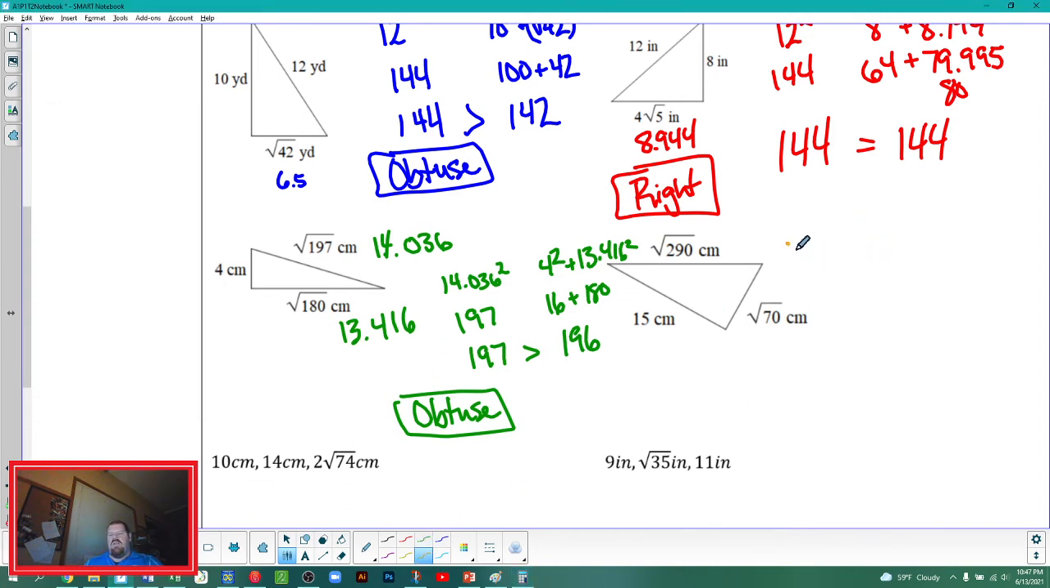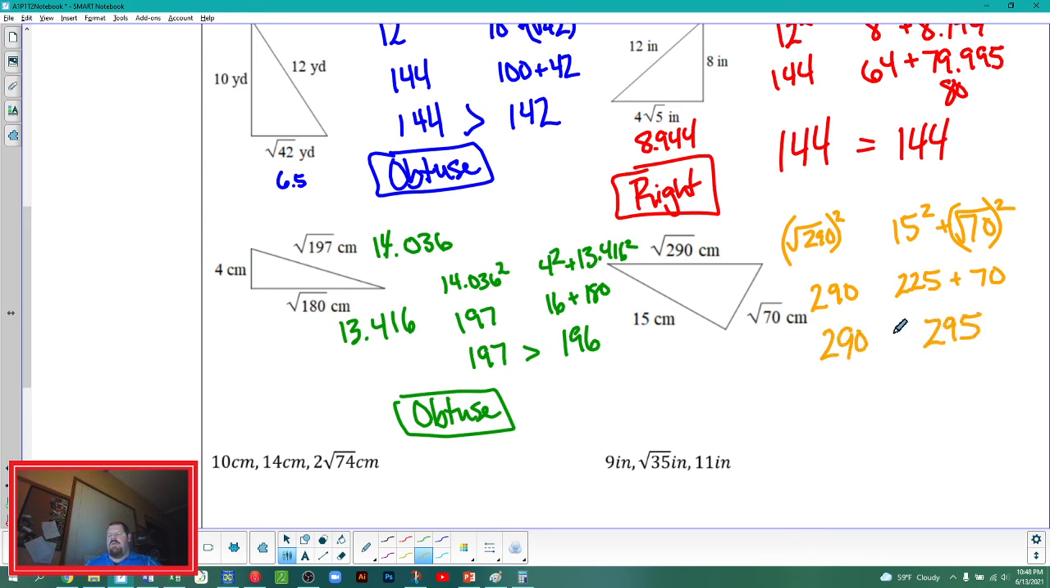So we're going to look at the square root of 290 squared. I don't want to write equals because I don't know if it does. And compare that to 15 squared plus the square root of 70 squared. Square root of 290 squared is 290. 15 squared is 225. And square root of 70 squared is 70. So when I add these two together, I get 295.